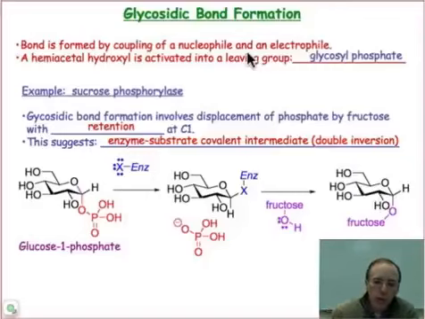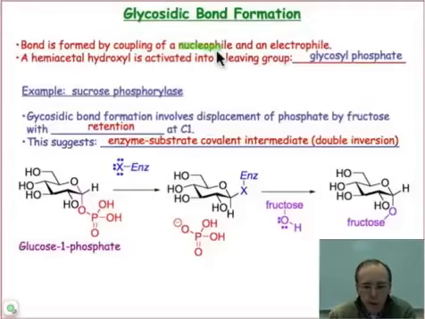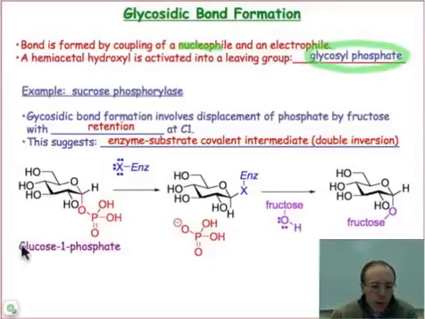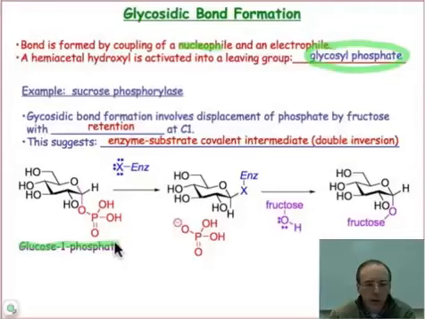One of these sugars is going to be a nucleophile, and the other will be an electrophile. And so just like every other organic reaction, there's a nucleophile and electrophile involved. In this case, it's two monosaccharides. The nucleophile is a hydroxyl group on one of the monosaccharides, and the electrophile is a glycosyl phosphate, such as glucose 1-phosphate that you can see here.